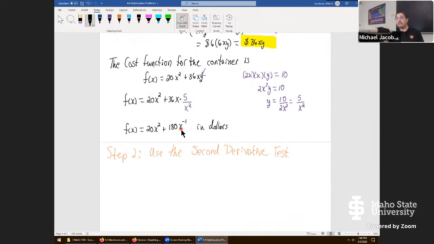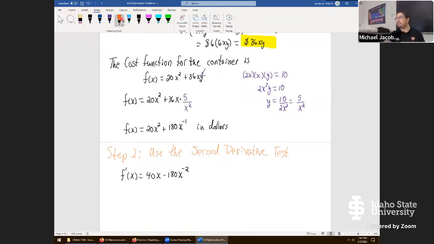So first step on that second derivative test is to differentiate your function, set it equal to 0, and solve. So we're looking for critical numbers as usual. Over here, this would turn into 40x. On this one, power of -1 comes down and multiplies, you get -180. And the power of x is 1 lower, power -2.